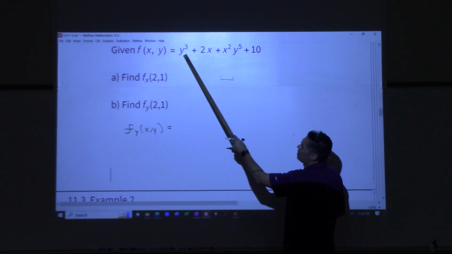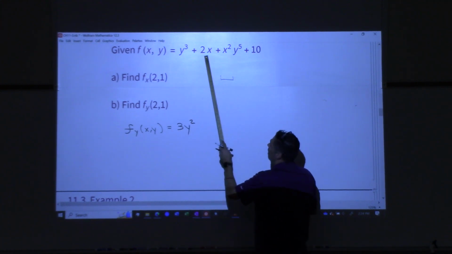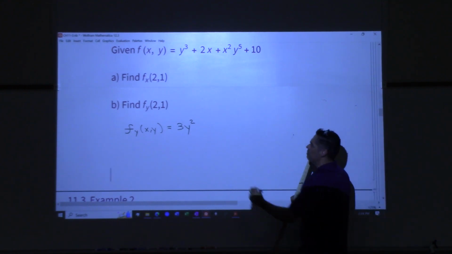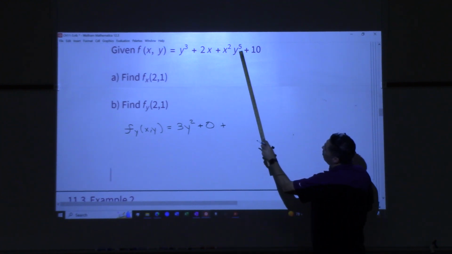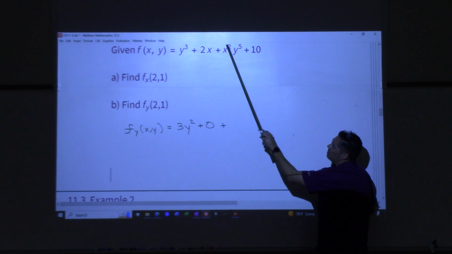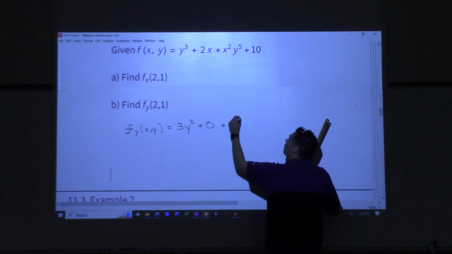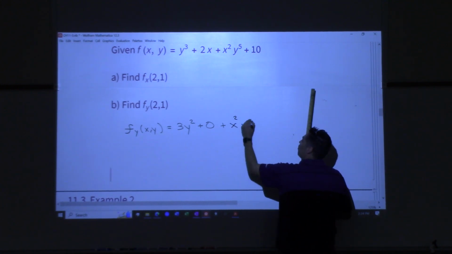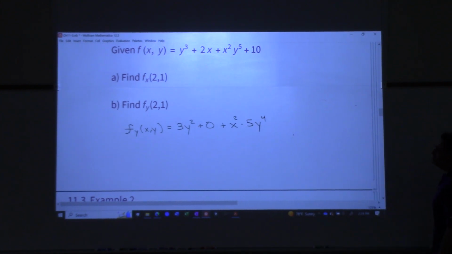So the derivative now of y cubed is no longer 0, it's now 3y squared. And then 2x, well, x is a constant, so that's 2 times a number. That's still a number. The derivative of a number is 0. And then plus, just like before, it looks like product rule, but the issue here is that x squared is a constant, so that's just going to come for the ride, times the derivative of y to the 5th, which is 5y to the 4th. And then finally, the derivative of 10 is 0.